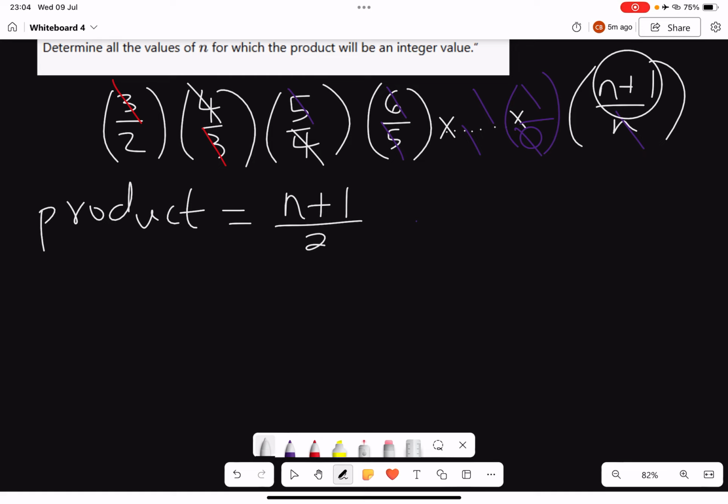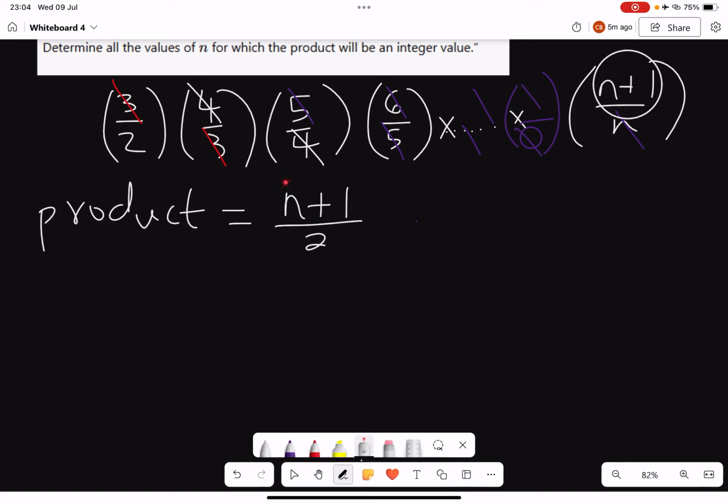Therefore, for the product to be an integer, (n plus 1) over 2 must be an integer, which means n plus 1 must be divisible by 2, right? And so for n plus 1 to be divisible by 2, it has to be an even number, which implies n itself is odd. Hence, all odd numbers greater than or equal to 3 make the product an integer, because an odd number n plus 1 will be even, and that even divided by 2, we are going to have an integer.